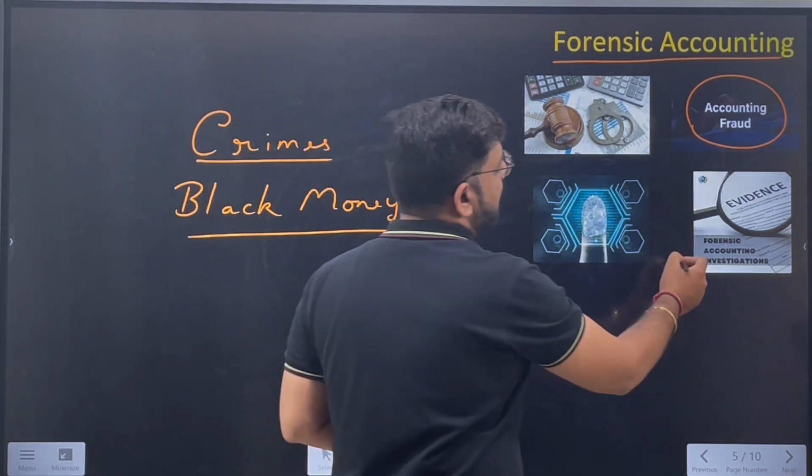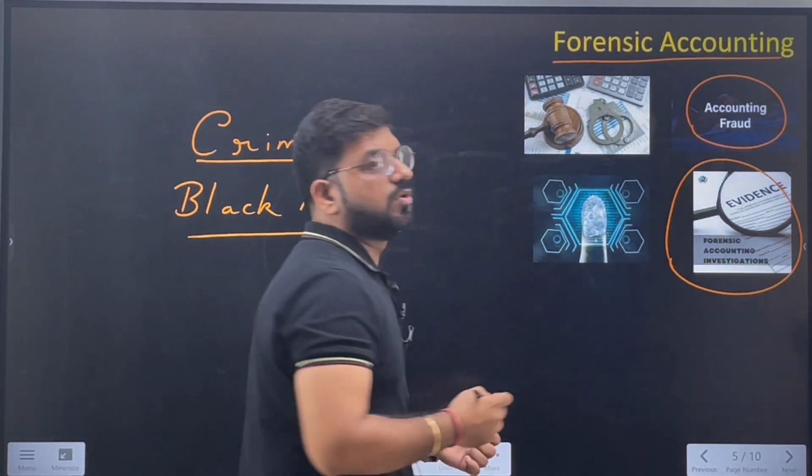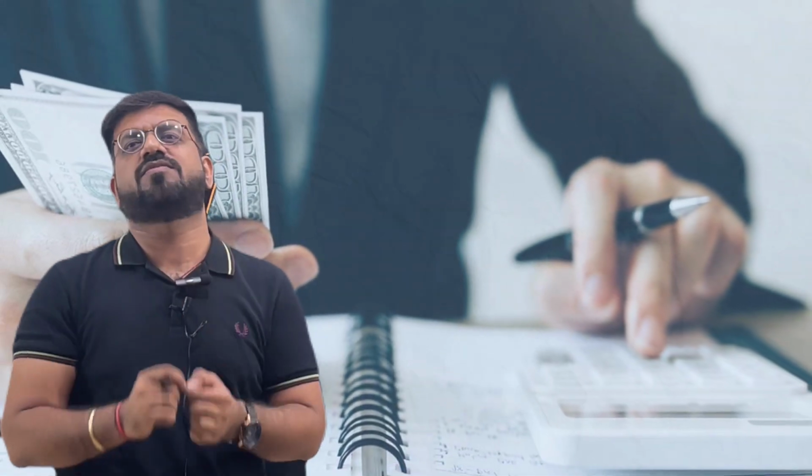Because nowadays the companies are so advanced in nature, the owners are so advanced that they are not even leaving evidence to find where the accounting has been wrong. So now forensic accounting is helping to check each and every smallest particle, to see whether the company is doing good or bad.